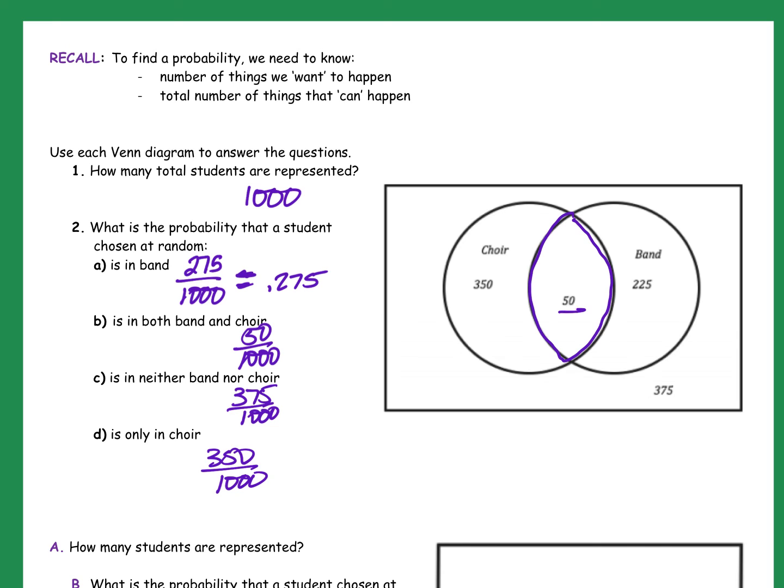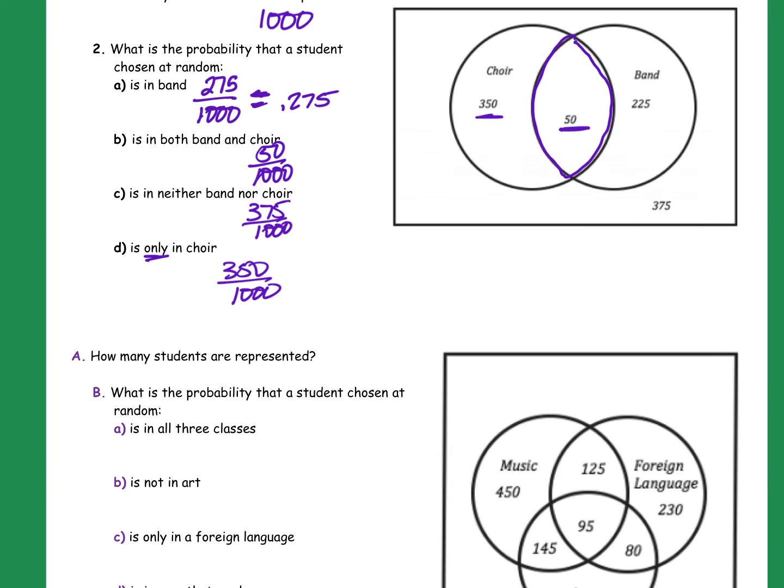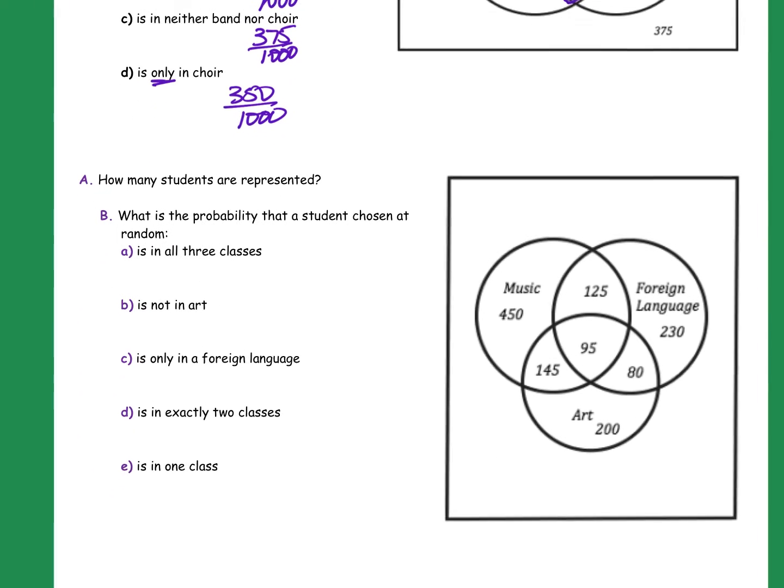Because these 50 kids are also in band, and they said only in choir, so that means it's only these kids that are out here. Does that make sense? Awesome. Okay, let's go to the next one. You guys answer the questions for this, and we'll see how you did.